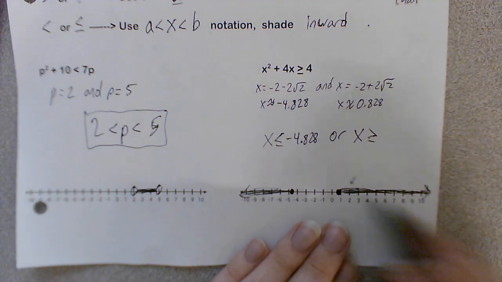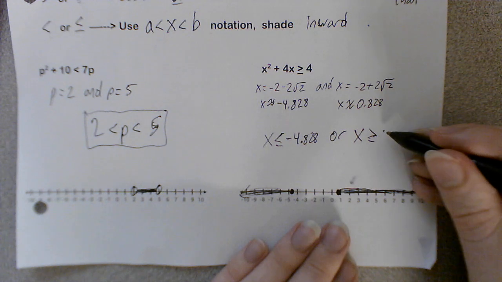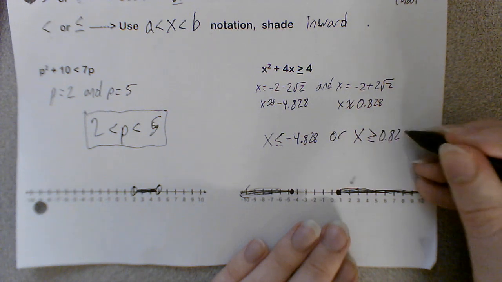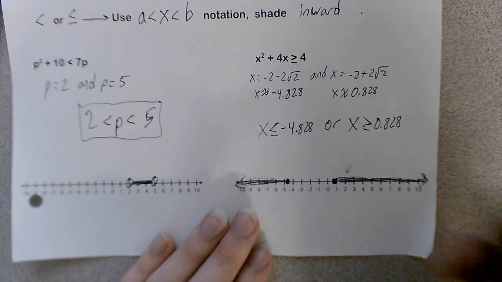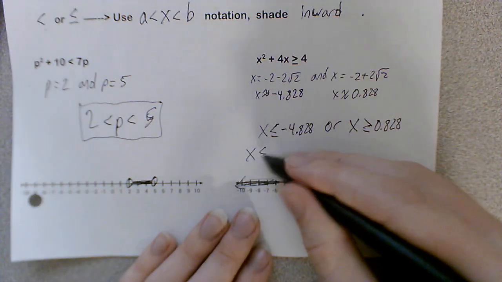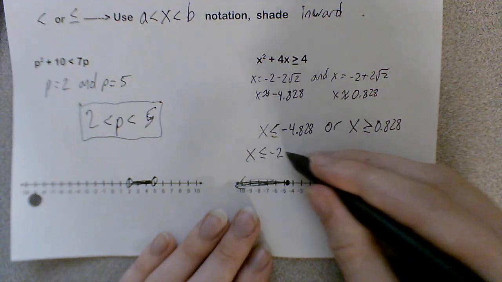And then for the second one, we're shading to greater values, so we're going to put the upper bound and then a greater than symbol. I actually don't like it written with the decimals though, so the best way to write this, and the way that you're going to see it on a test, is like this.